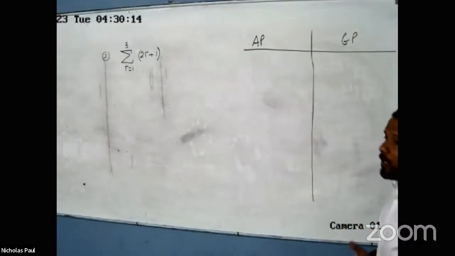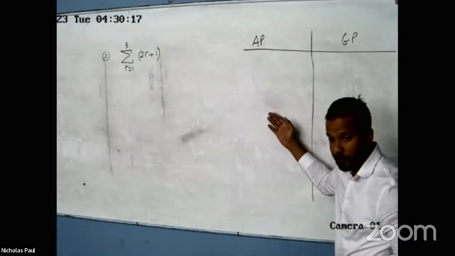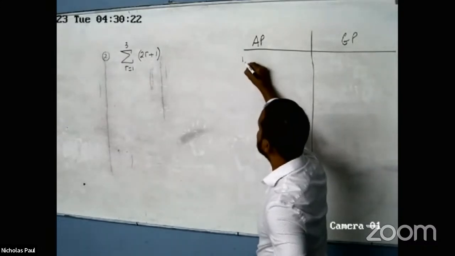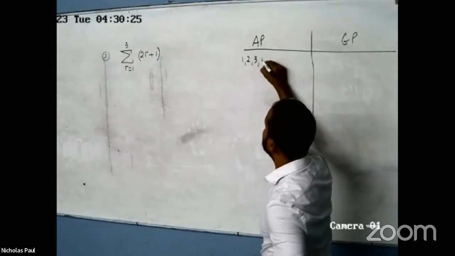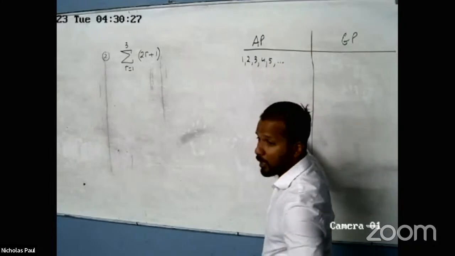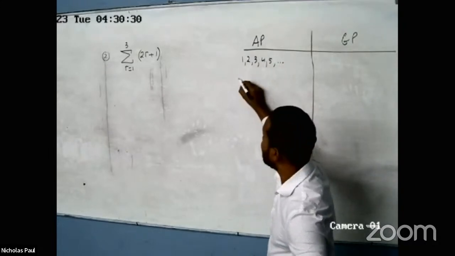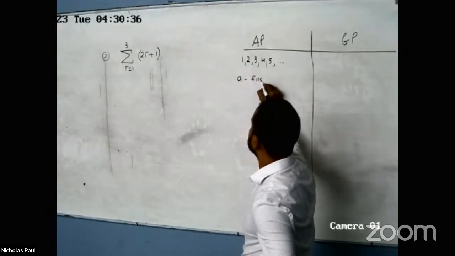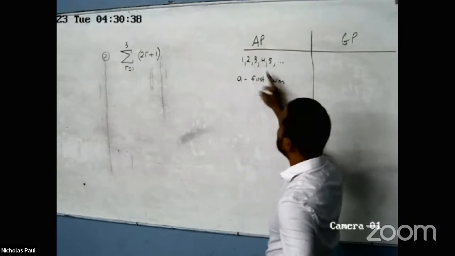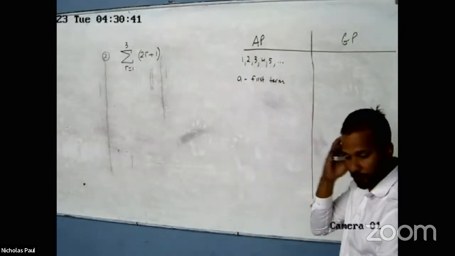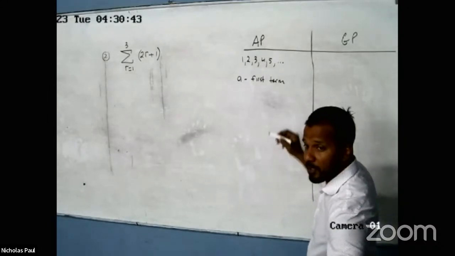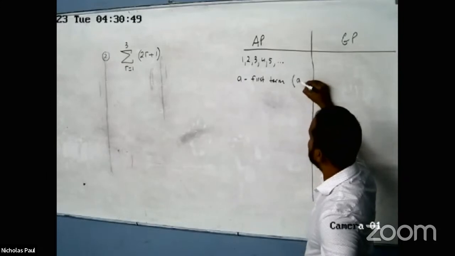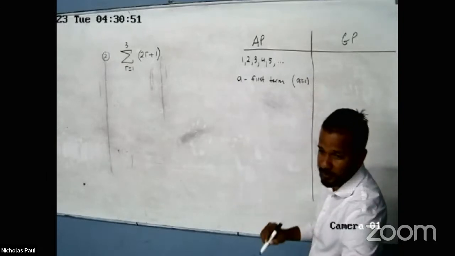Ready? Good. So we're going to see what an AP looks like, and I'll show you a very simple AP. The simplest AP is 1, 2, 3, 4, 5. What's important here is A. A is called the first term. The first term in our example is A equals 1.